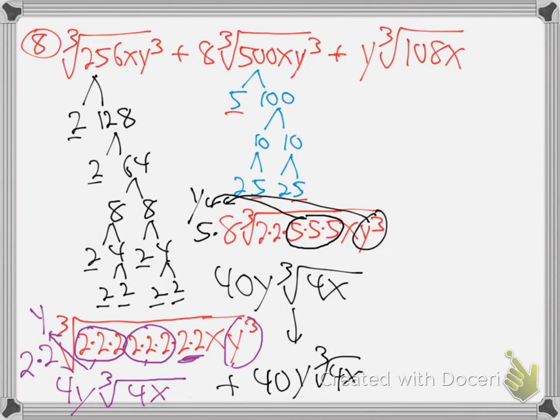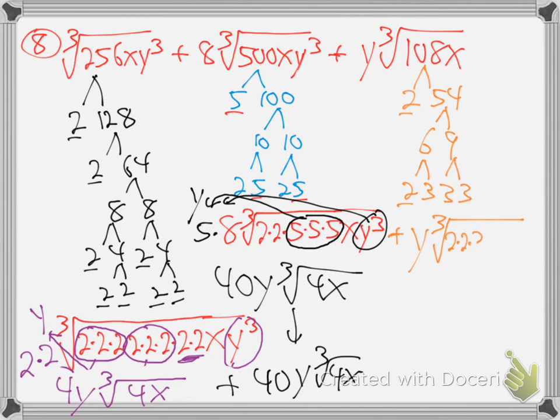Finally, the 108. Okay, let's do the 108. Break it down. 2 times what? 54. 6 times 9. 2 times 3, 3 times 3. So what do we have there? Y on the outside, cube root of, what's on the inside? 1, 2 2's, 3 3's, and an x.